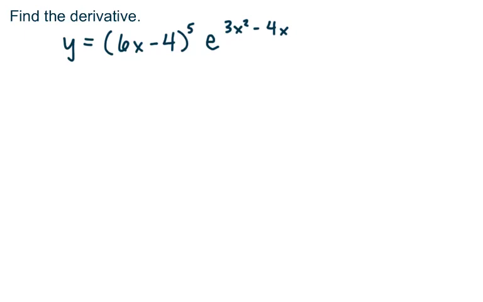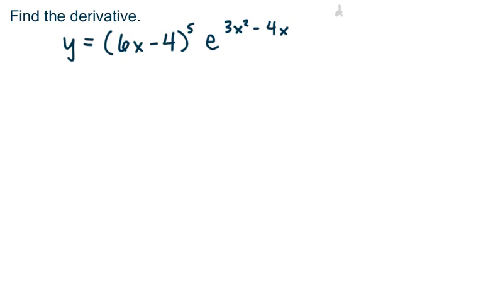In this video, we're going to find the derivative of y equals the quantity 6x minus 4 raised to the fifth power times e with the expression 3x squared minus 4x in the exponent. So there's a lot to unpack here. One, we have some multiplication, so we have a first and a second piece.